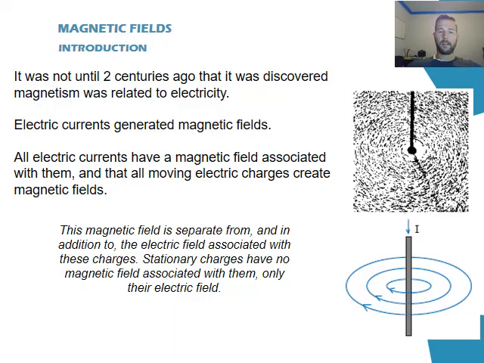So all electric currents have a magnetic field associated with them, and all moving electric charges create magnetic fields. So magnetic fields are related to the movement of charge. When charges are stationary or static, there is no magnetic field associated with them, only their electric field.